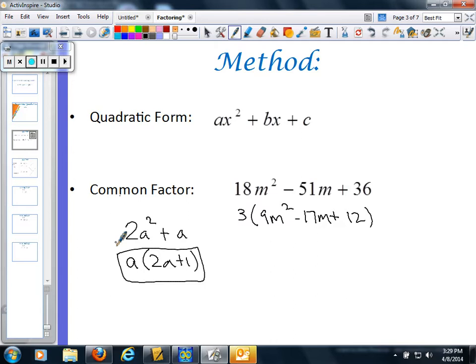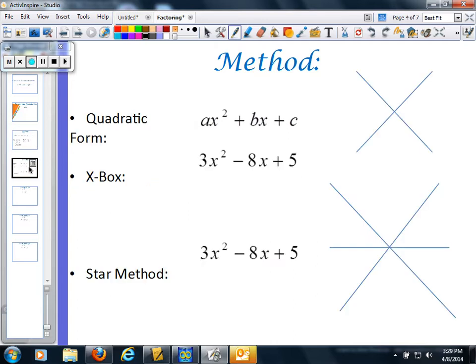Now let's look at a couple other techniques. Quadratic form again, ax squared plus bx plus c. The first one is the x box. The x box is a times c. This is b. And then you put your factors in here. If I look at this problem, the very first thing I have to check is, are there any common factors? Right now, there are none.